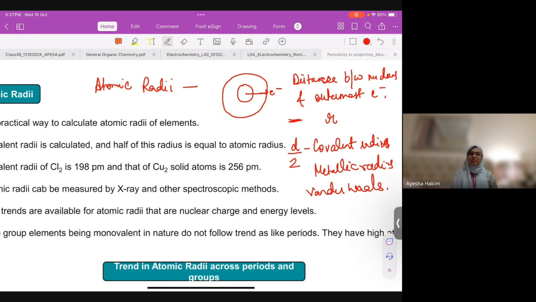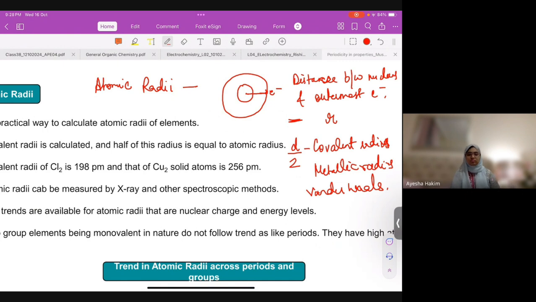I'm not sure. See, there can be any element which will be non-bonded. Say, for example, copper will not form a bond with nickel. So in that case also there will be a distance. See, van der Waals radii is basically for two atoms which are non-bonded, but close enough to each other that you can calculate their internuclear distance.